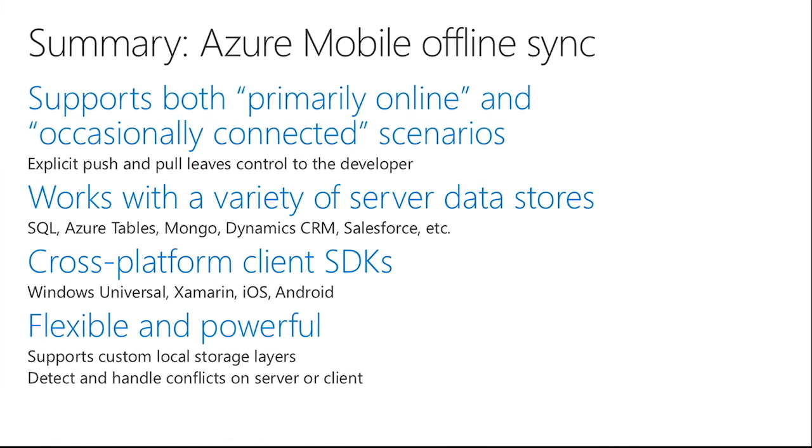So at this point you can then execute some logic to sort this out. You might just choose last update wins. Because you normally get notified saying there's a conflict, and then it's up to you to do whatever you need to do to make sure the user gets the best experience. That's right. So it supports primarily online and occasionally connected. All this works with a variety of server data stores, and it all works cross-platform for the client, and it's very flexible and powerful.